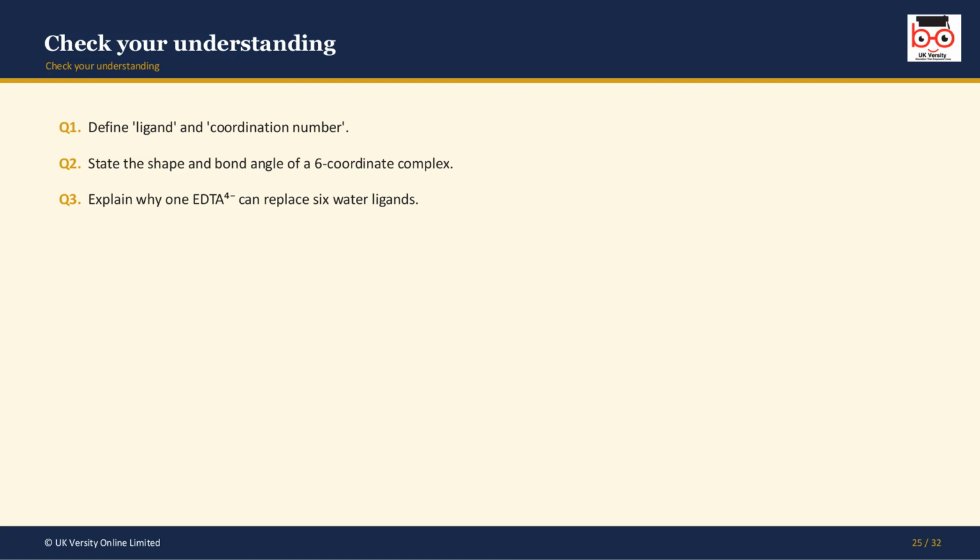A quick check on complexes. Can you define the terms ligand and coordination number? Can you state the shape and bond angle of a 6-coordinate complex? And can you explain why a single EDTA⁴⁻ ion can replace 6 separate water ligands? Have a think, then we'll finish with colour.